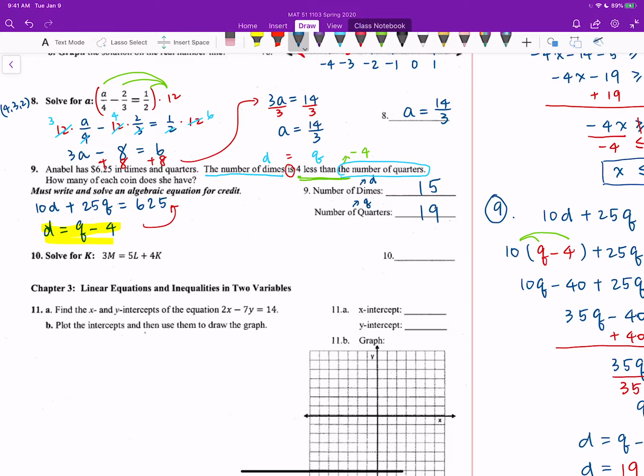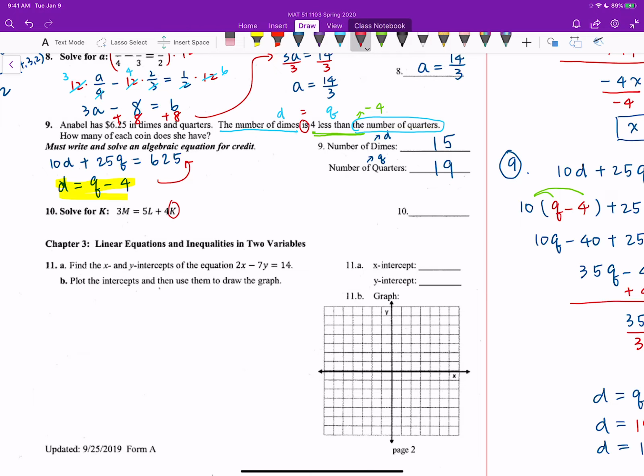Number 10, solve for K. 3M equals 5L plus 4K. So I highly recommend that you circle the variable that you need to solve. We're trying to solve for K. Highlight that. And then you're going to do inverse operations.